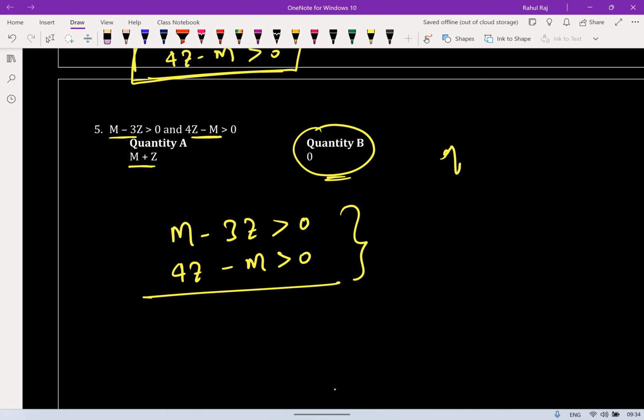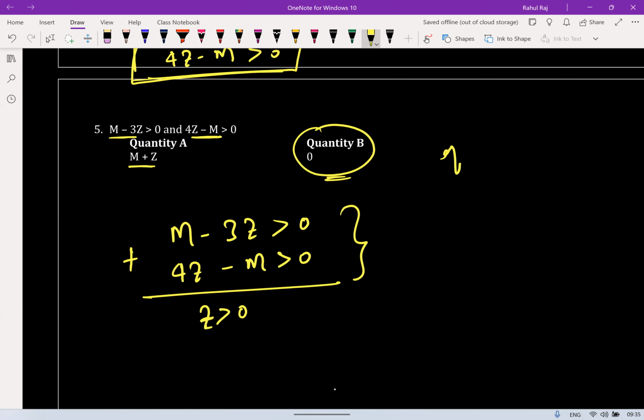So when I add these two equations, what do I get, Alexa? Do I get z greater than 0? M minus 3z and 4z minus m. Do you have to bring them to the same side? It is already on the same side. So plus m minus m gets cancelled. And 4z minus 3z is z. Agreed? So z is greater than 0. Am I 100% sure, Alexa?